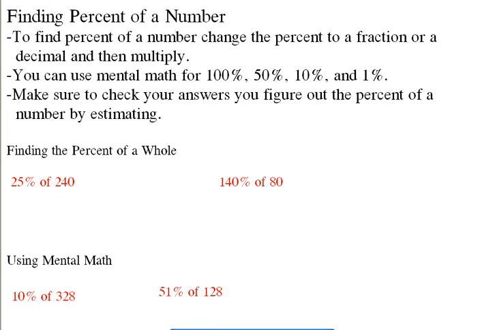Finding percent of a number. To find percent of a number, change the percent to a fraction or a decimal and then simply multiply. Now you can use mental math for some of the easier ones like 100%, 50%, 10%, or 1%. And you can do those pretty easily in your head. I'll show you how to do that.